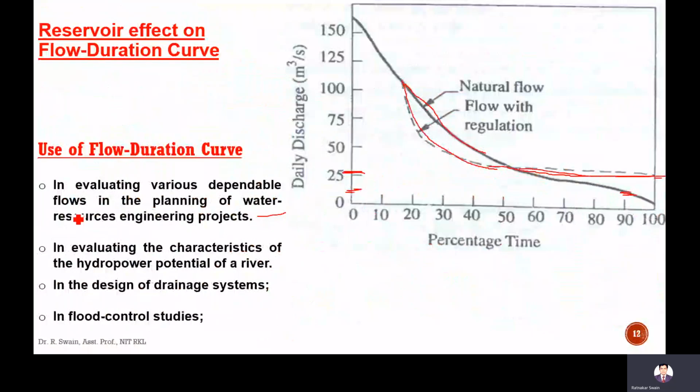In evaluating various dependable flows in planning of water resource engineering projects, in evaluating the characteristics of hydropower potential of a river, in the design of drainage systems, in flood control studies. Okay, these are the uses of the flow duration curve.